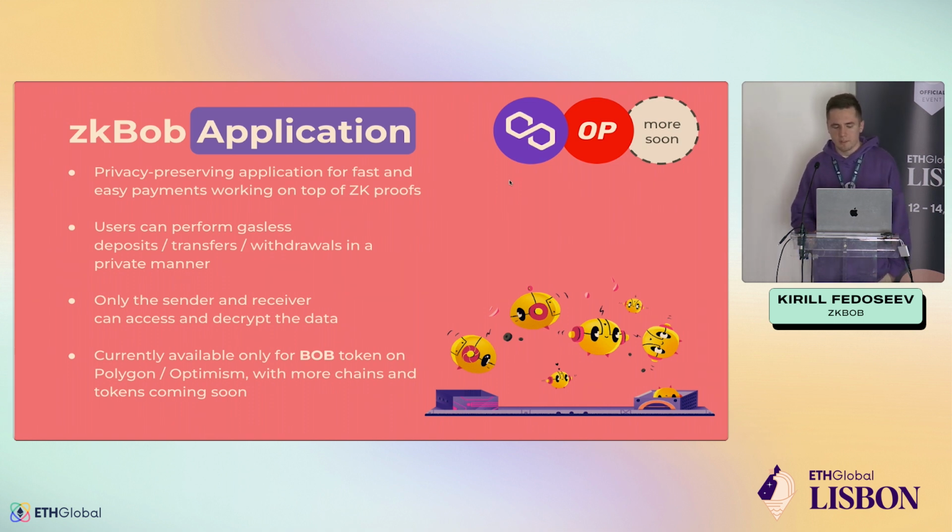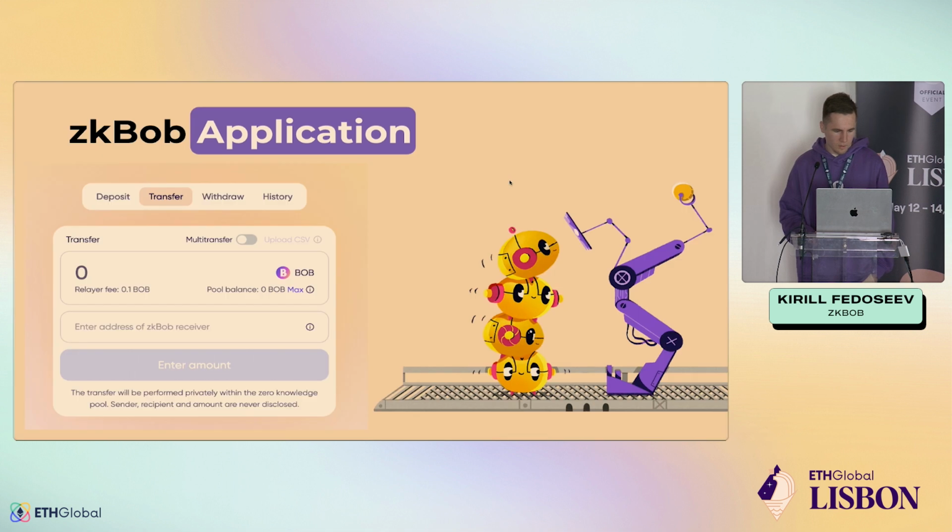The zkBob product is currently available only for Bob tokens on Polygon and Optimism layer 2s, but with more chains and more tokens coming very soon to the product. So that's how the UI looks, briefly. As I said, you can make the deposits, transfers within the pool, and then withdrawals back to your public account. We'll see more about the UI in the demo time.